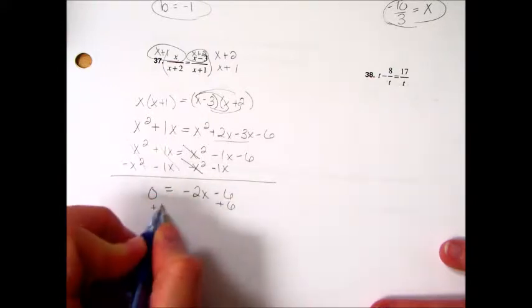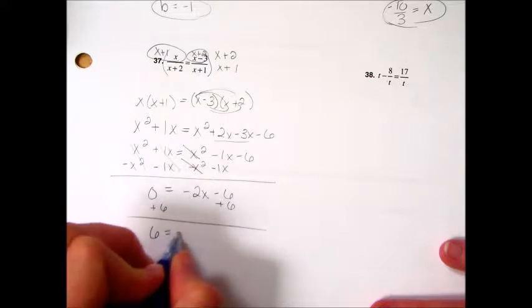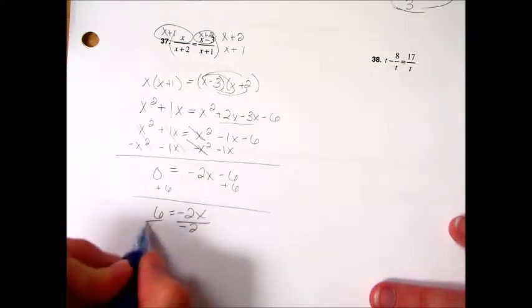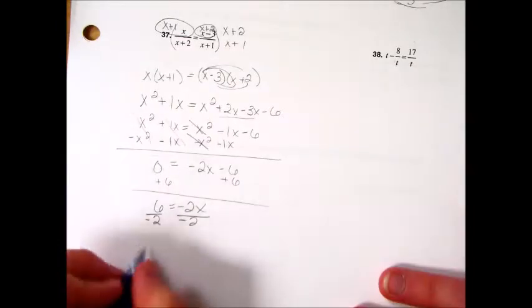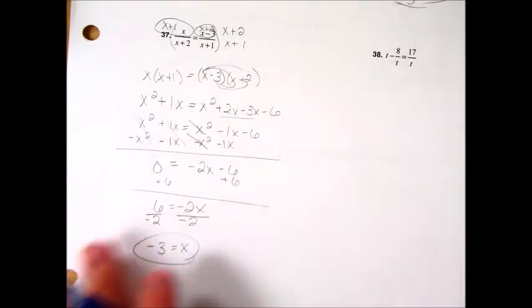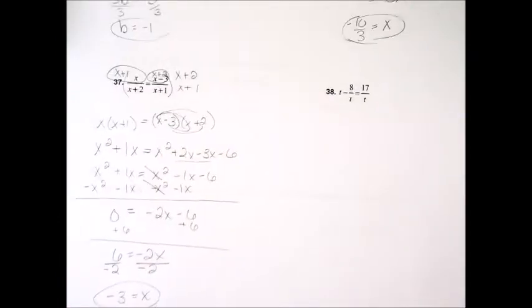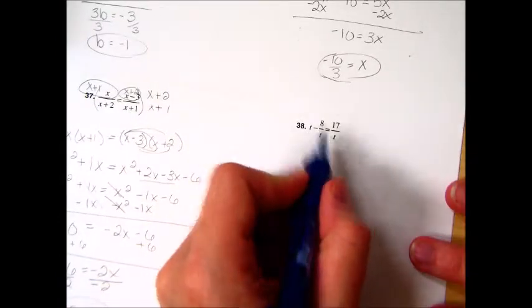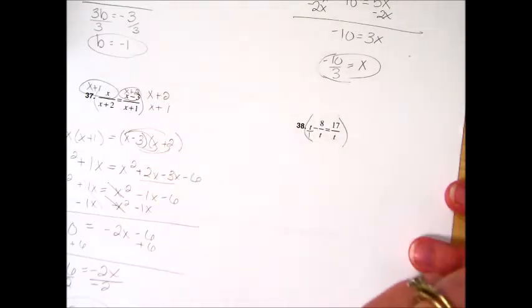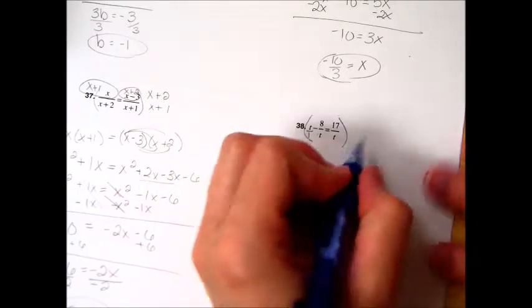Add 6. 6 equals negative 2x. I'm not going to have to box this or do the quadratic formula because the x squareds cancel. That's negative 3 equals x. We'll go back and check our answers very soon. Number 38. I see nothing on the denominators that factor. So the common denominator, you might want to put that t over 1. The common denominator is just a t.